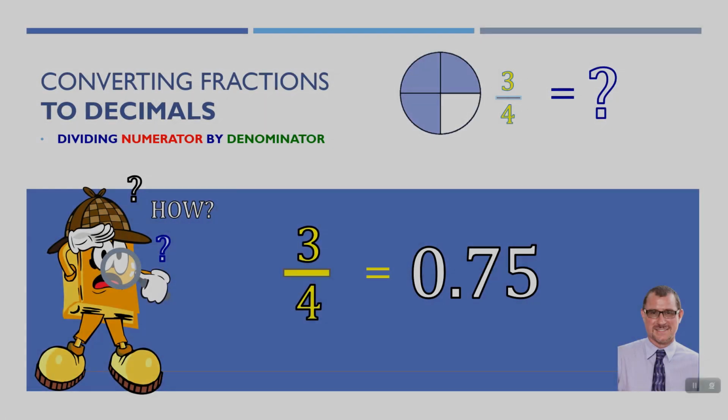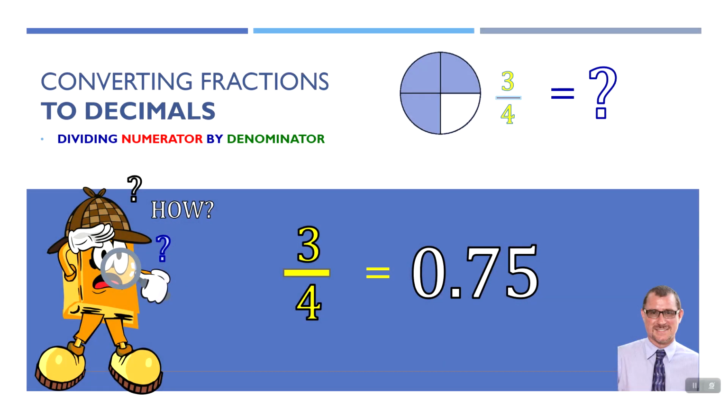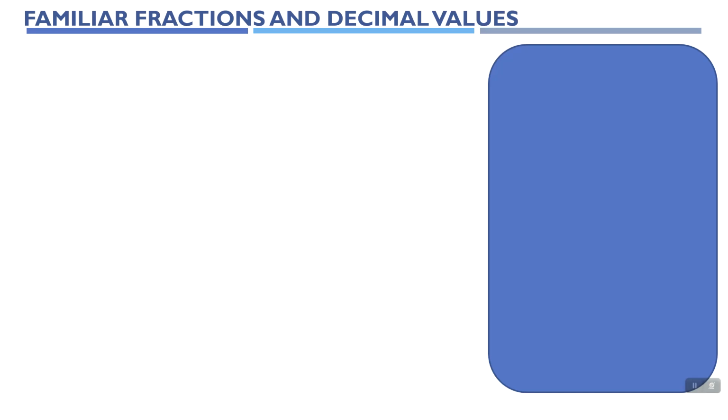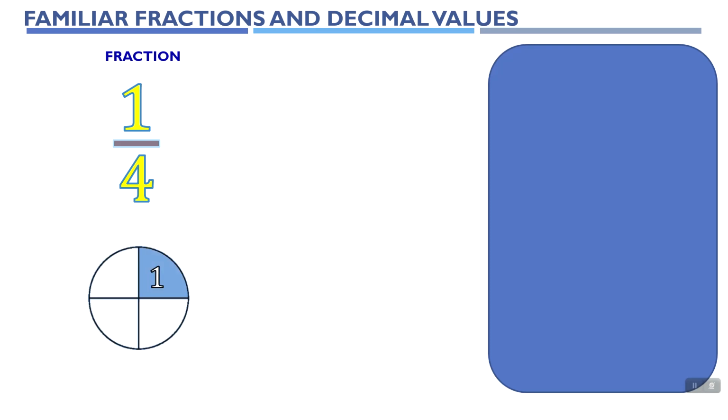In today's video, we will look at how to convert fractions into decimals. This simply involves dividing the numerator by the denominator. Let's look at some familiar fractions and decimal values you may already know. The fraction 1 over 4, or 1/4, can be represented this way, 1 part out of 4.